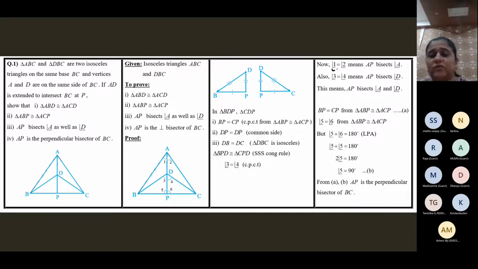So 1 is equal to 2, we already proved. So 1 is equal to 2 means AP bisects angle A. 3 is equal to 4 means AP bisects angle D. So this means AP bisects angle A and angle D. We already know 1 is equal to 2. So AP bisects angle A. Now 3 is equal to 4. So AP bisects angle D. So from these two, AP bisects A and D.